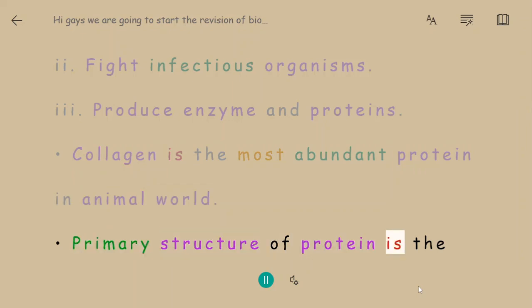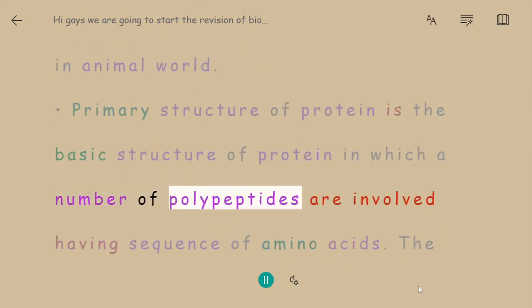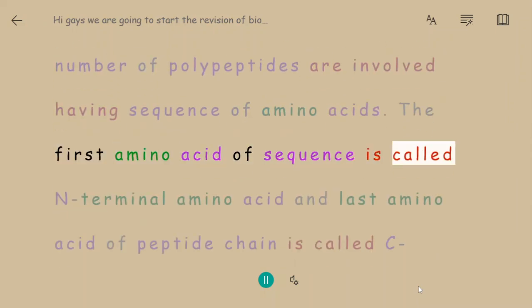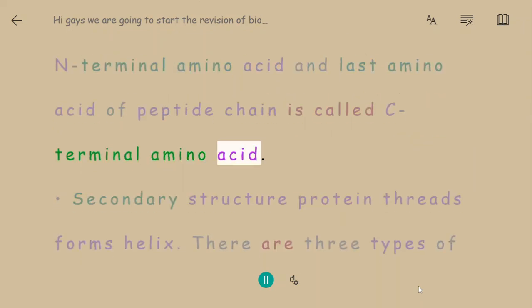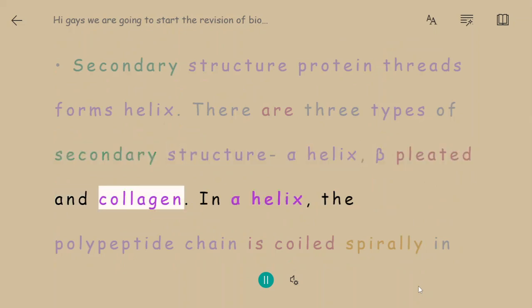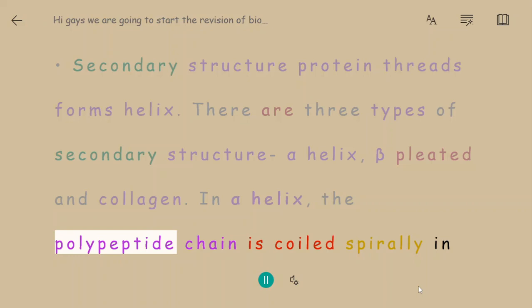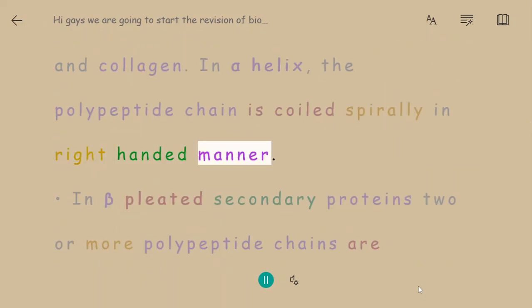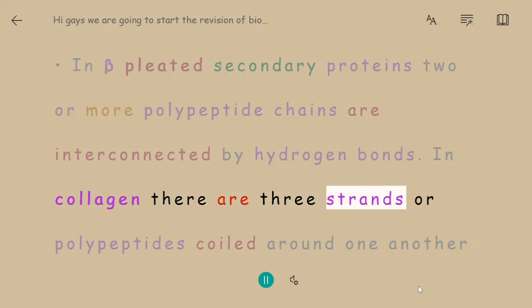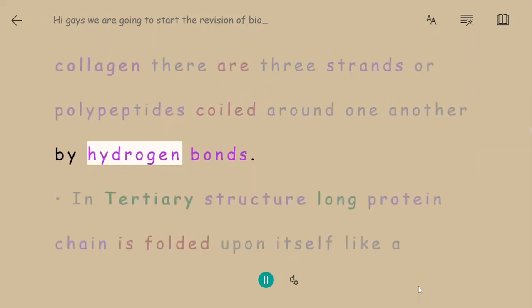Primary structure of protein is the basic structure of protein, in which a number of polypeptides are involved having a sequence of amino acids. The first amino acid of the sequence is called the N-terminal amino acid, and the last amino acid of the peptide chain is called the C-terminal amino acid. Secondary structure: protein threads form a helix. There are three types of secondary structure: alpha helix, beta pleated and collagen. In alpha helix, the polypeptide chain is coiled spirally in a right-handed manner. In beta pleated secondary proteins, two or more polypeptide chains are interconnected by hydrogen bonds. In collagen there are three strands or polypeptides coiled around one another by hydrogen bonds.